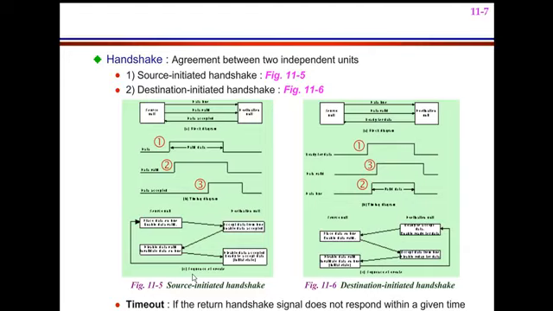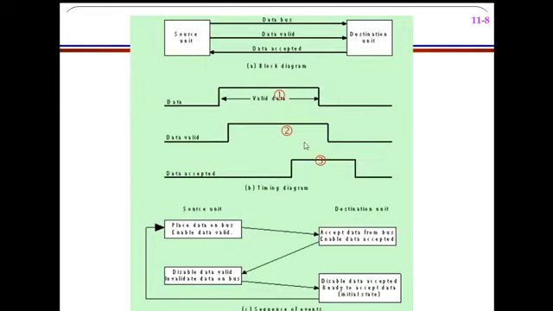There are two types of handshake. One is your source initiated handshake signals, and the second one is your destination initiated handshake signals. What do you mean by source initiated and destination initiated handshake signals? I'll explain it using this diagram. This is your source initiated.